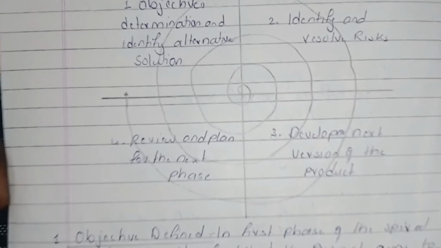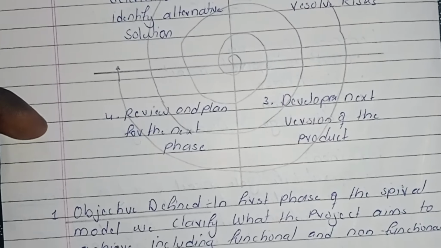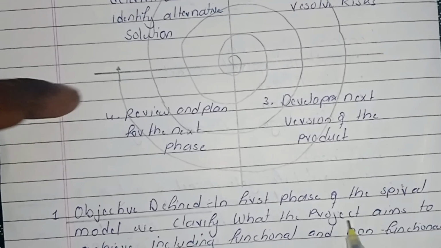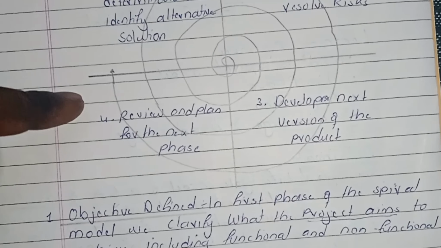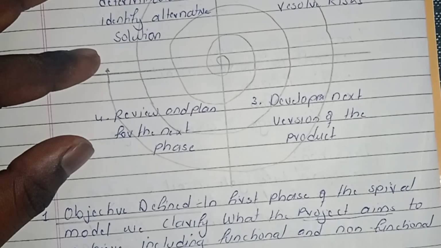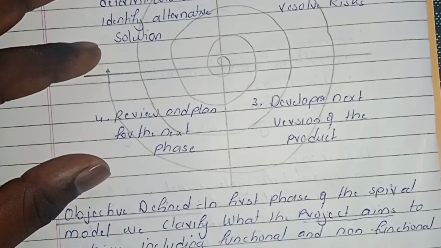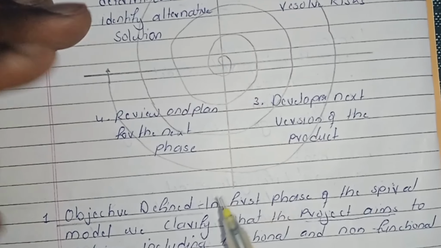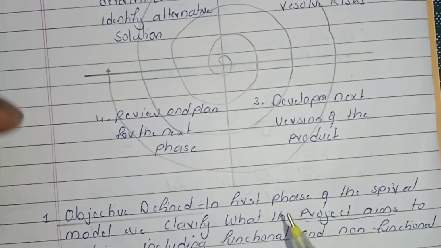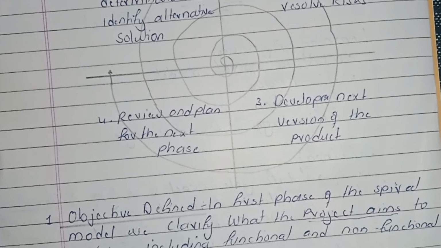So let us move on to the first phase, objective definition. In the first phase of the spiral model, we clarify the project aims. At the first stage we have to clarify the project aims, like what things should be in the project and what should be done for the project to achieve, including functional and non-functional requirements. We have to analyze these at the beginning of the project, because once we clearly understand what should be included, we can work on it easily, and it will be more effective and easy for the people working on that project.